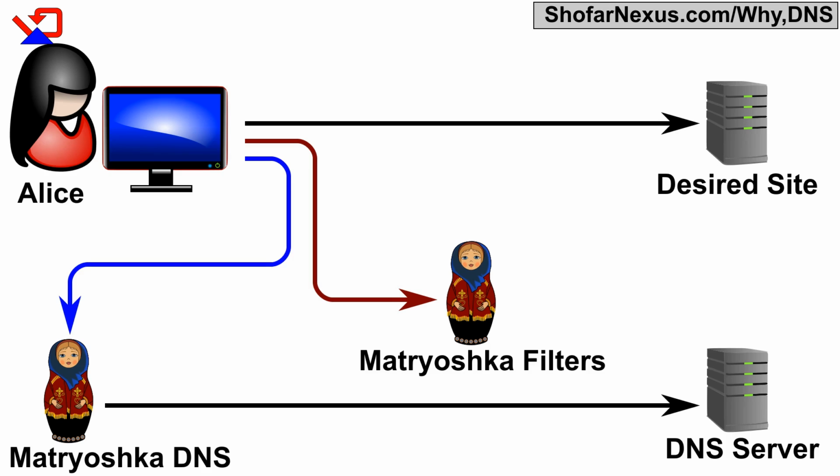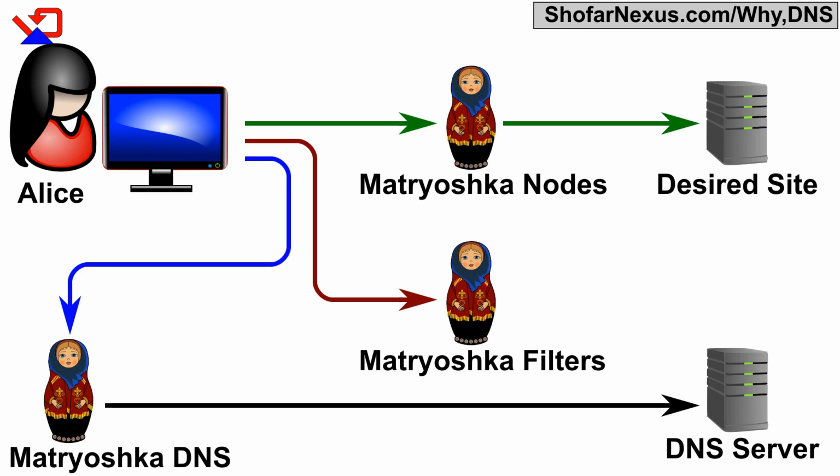For all observers, including the ISP or intelligence agencies, the DNS traffic or metadata is not exposed. If Alice also uses Matryoshka nodes to communicate to the desired site, no data or metadata is exposed to any party, including the Matryoshka providers. Metadata about where Alice is communicating from has now been eliminated from the observer's eye.